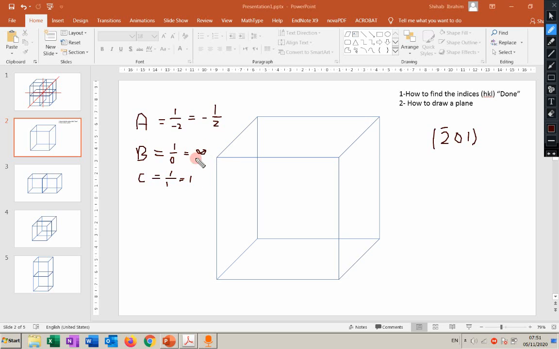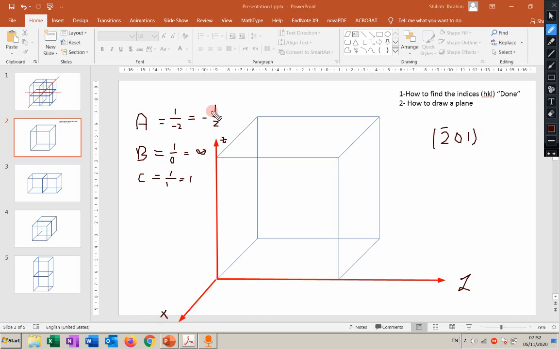Now what does infinity mean here? It means that the plane that you're going to draw will be parallel to the y-axis. B represents the y-axis, yes? Now let's decide the location for the origin. Since I have negative x, I will try to manage it in a way that uses this cube. I will put the y-axis here, the x-axis this part here, and this will be the z-axis. I have it here, for y, for x, for z.